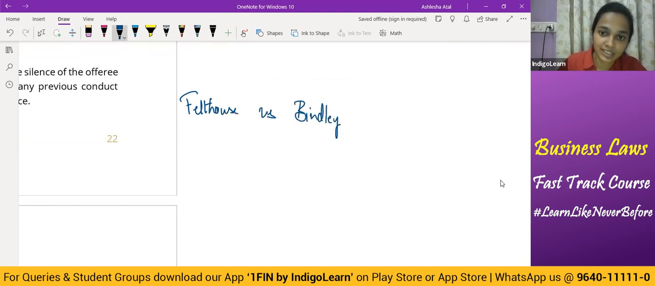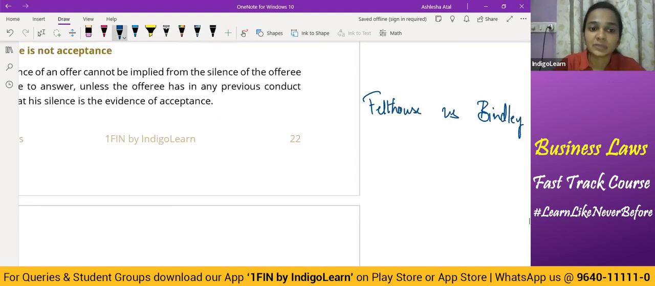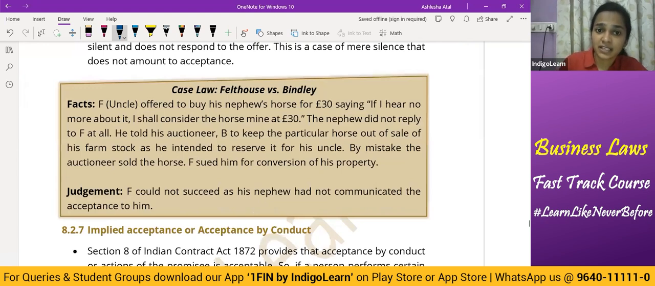Let's have a look at this case law, Felthouse versus Bingley. What happened here was that Mr. Felthouse offered to buy his nephew's horse for 30 pounds. When he made this offer, he said, if I hear no more, I shall consider the horse mine for 30 pounds. He simply states, if you do not say anything, I'll consider that this horse is mine for 30 pounds. And the nephew does not reply to the uncle's question. Since he did not reply, the uncle assumes the horse to be his.